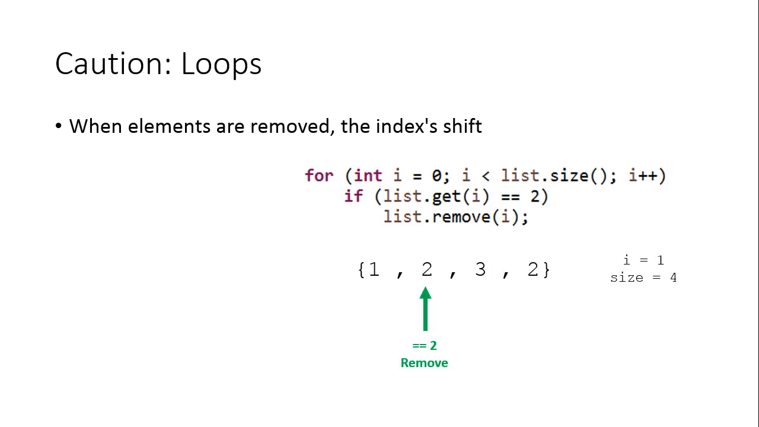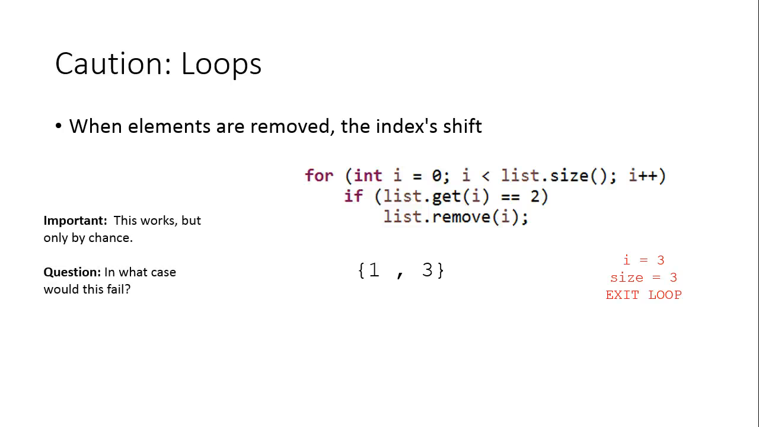Did you see what happened there? When I remove it, the indexes change because the size gets smaller. So that 3 actually gets skipped. Even though we might think we look at it, we skip it altogether. So now we remove that last 2, and we're done. So in this situation, this works, but only by chance. This is purely luck that this happened to work.